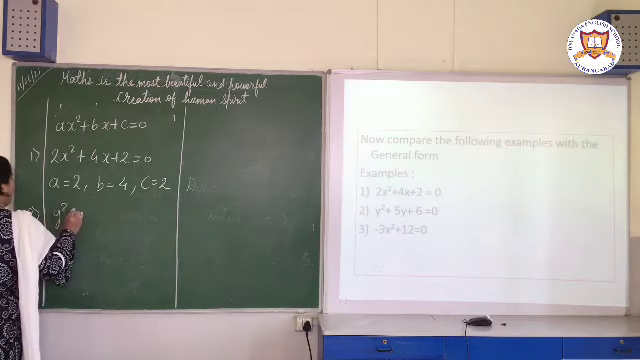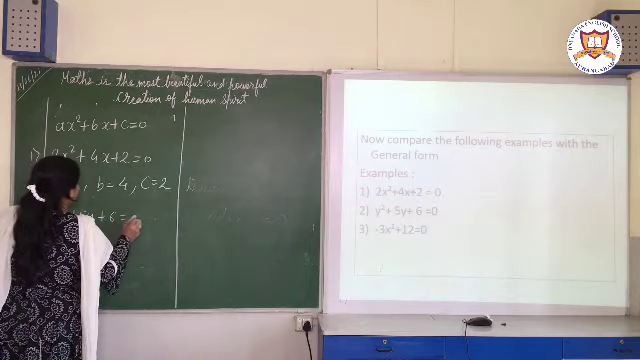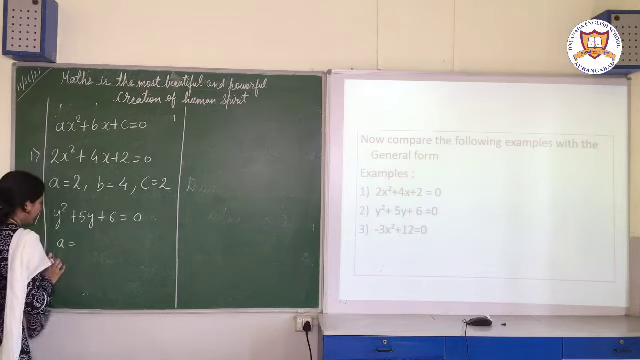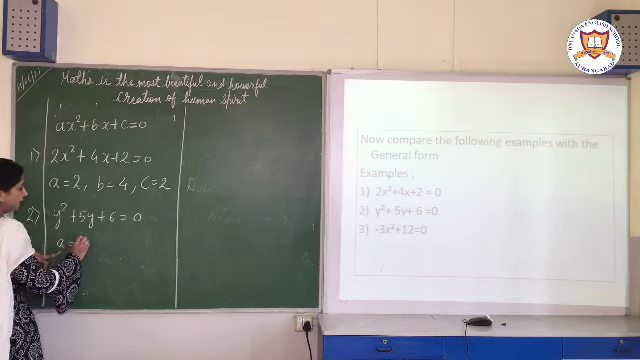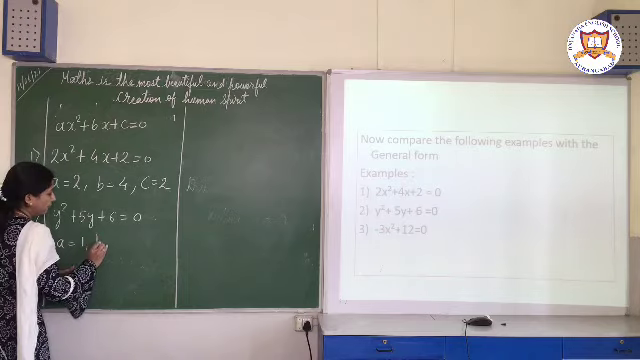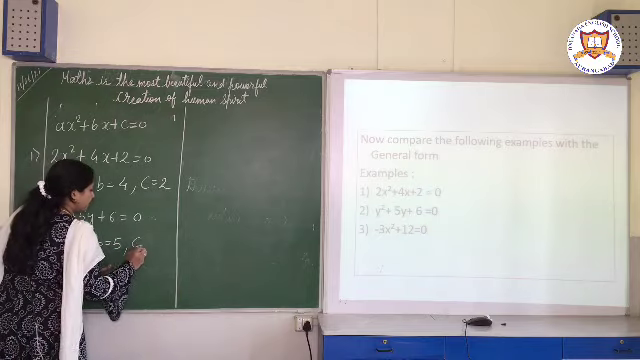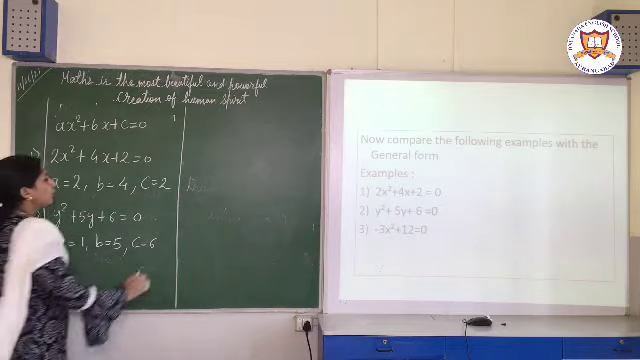Now let's take another example. It is y square plus 5y plus 6 is equal to 0. Now can anyone tell me what will be the value of A? Because if you see here with y square, when nothing is there, what is there? 1. Correct. So the value of A will be 1. The value of B will be 5 and the value of C will be 6. Okay. Now let's go for the third example.